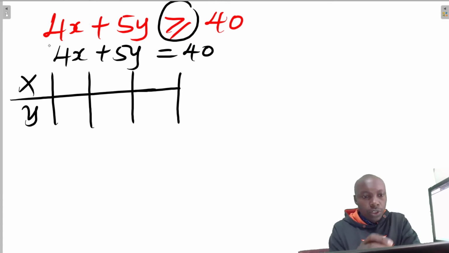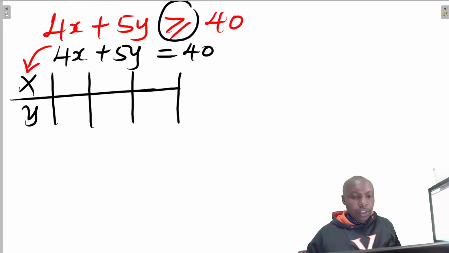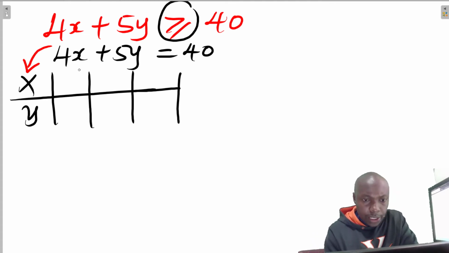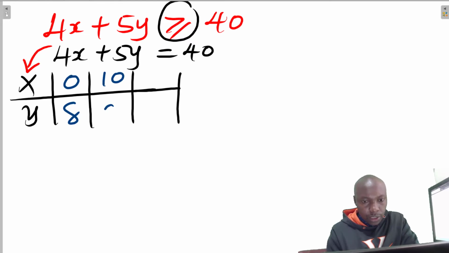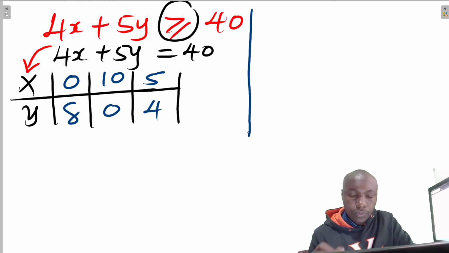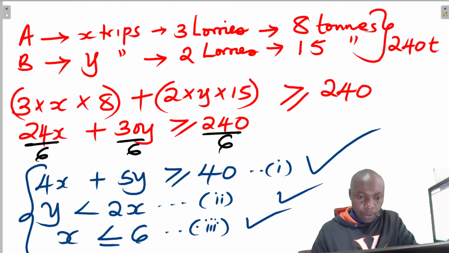So using this equation, we can fill the table. The first one: when x is 0, you'll get y is 8. Then when x is 10, substitute in that equation, you get y is 0. Then when x is 5, you'll get y is 4. So this is what you're going to use to plot the line. Now we go to the second one, which is y is less than 2x.